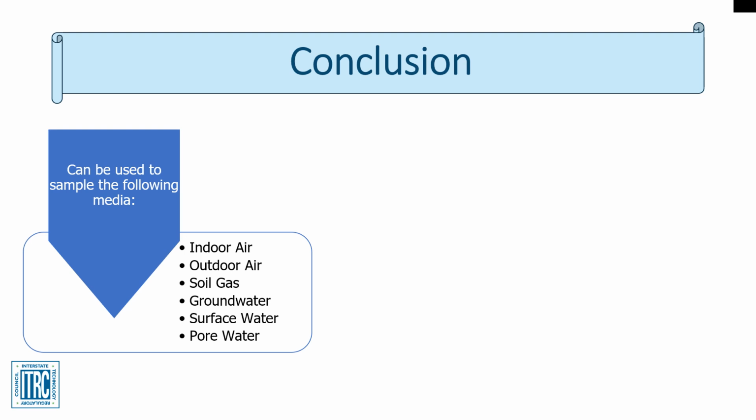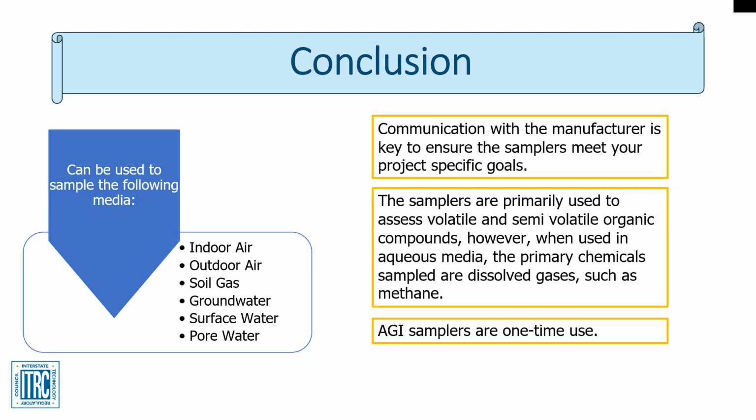The modules can be used to sample in a variety of media, making the device a versatile technology for collecting environmental samples at project sites. Consulting the technology's manufacturer can assist users of the device in adjusting the samplers to meet the project's specific data quality objectives. The samplers are primarily used to assess volatile and semi-volatile organic compounds. However, when used in aqueous media, the primary chemicals sampled are dissolved gases, such as methane. AGI samplers are one-time use, regardless of media.